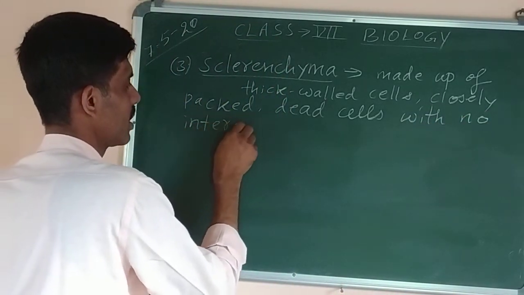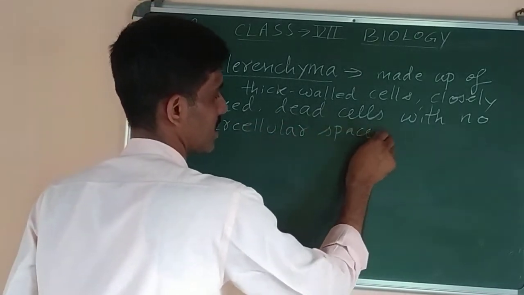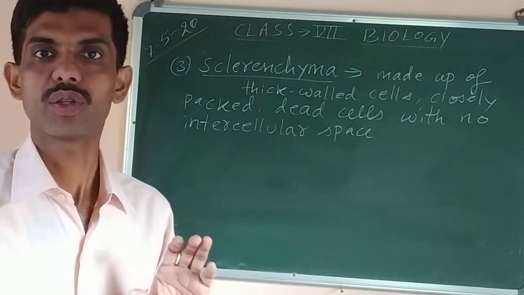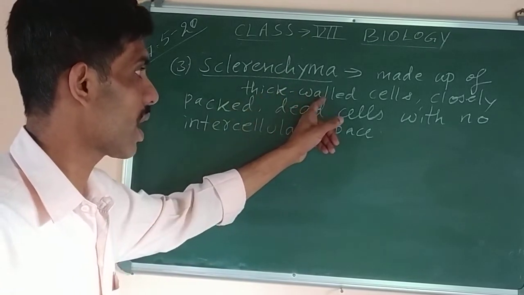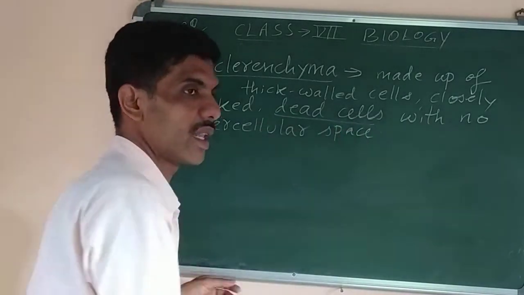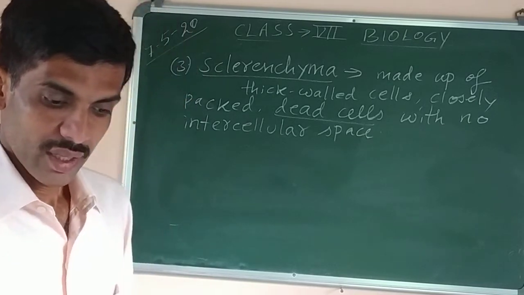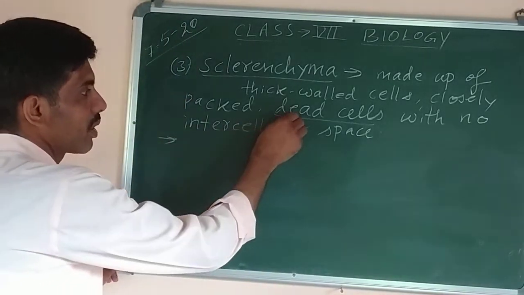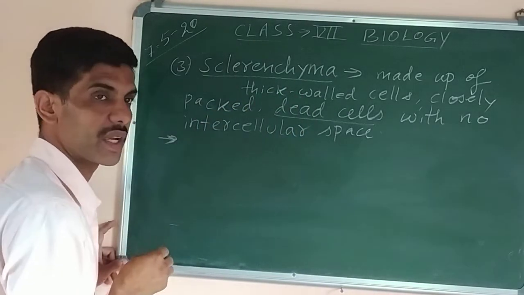With no intercellular space between them. Between the cells of sclerenchyma, there are no gaps or no intercellular space. The cells have very thick wall and they are closely packed. The cells are dead cells because they do not contain the nucleus. Now the next point to write is what the thickness is due to. I had already told why they are thick. They are thick due to the presence of a substance called lignin.